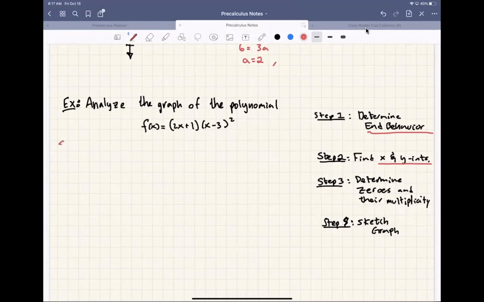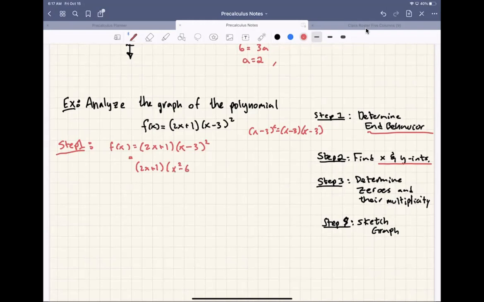So for step 1, we're going to write in standard form. Okay. So we're going to have f of x is equal to 2x plus 1 times x minus 3 squared, right? Remember, x minus 3 squared is the same thing as x minus 3 times x minus 3. So you should know that 2x plus 1 times, and then x minus 3 times x minus 3 is going to be x squared minus 6x plus 9.